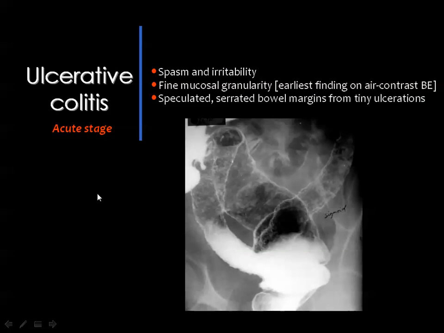In the acute or early stage of the disease, you may have spasm and irritability of the colon, and you have fine ulcerations giving the well-known granularity of the mucosa. This can be seen with double contrast barium enema, and you see fine loculi of barium throughout the mucosa of the colon, which represent minute ulcerations.